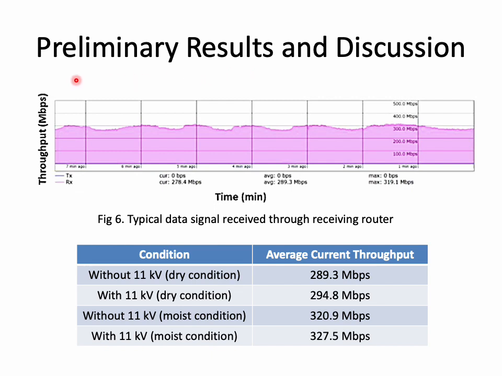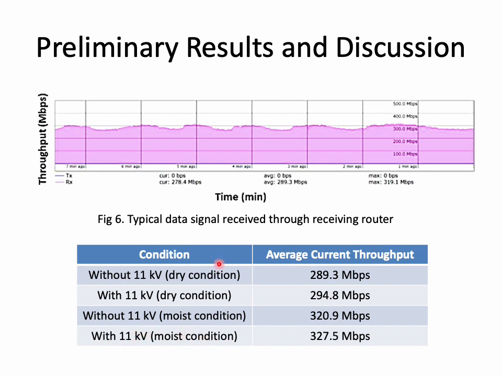We can see the typical data signal received through the receiving router, which has been received wirelessly in the laptop. One such typical data signal is shown here, where you have the maximum throughput, the average throughput, as well as the current throughput. The entire cycle of this data received is around 7 minutes. And we have checked the data at different conditions: dry without 11 kV, dry with 11 kV, moist without 11 kV, and moist with 11 kV.